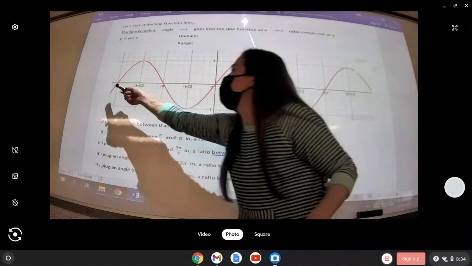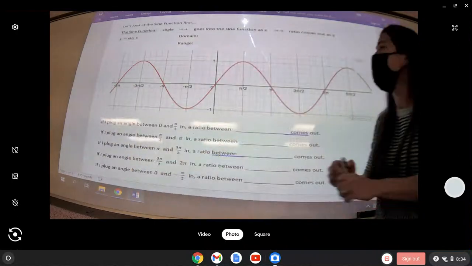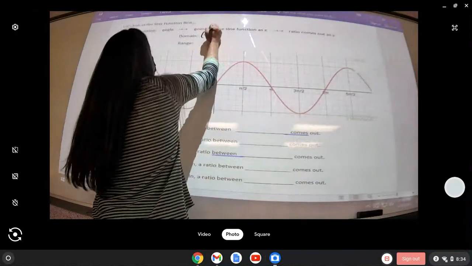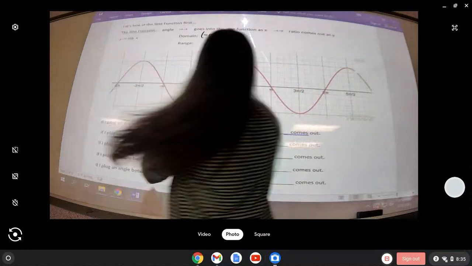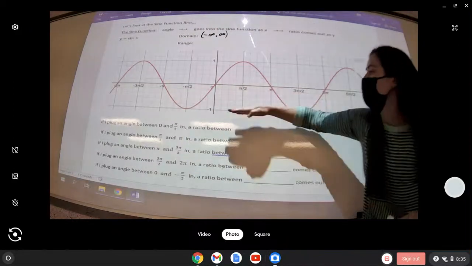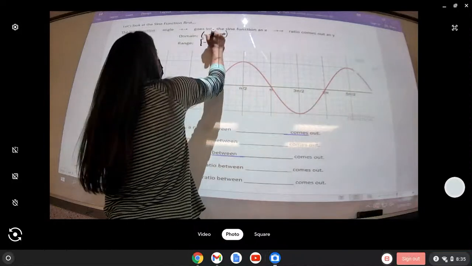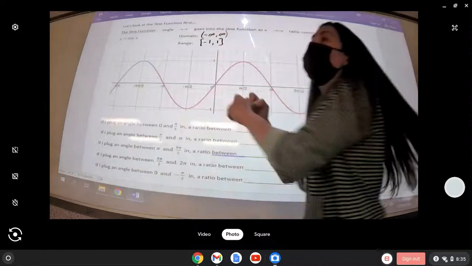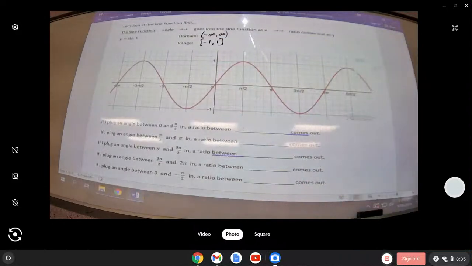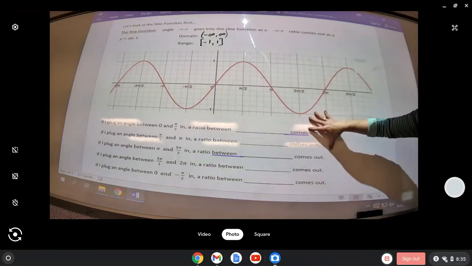So the domain, guys, you were able to plug any angle you wanted into the sine function, and then a ratio came out between -1 and 1. So only ratios between -1 and 1 live on the sine curve, right? Because think about it, it's O over h. A small number divided by a big number will never be bigger than 1. Okay, let's look at how he behaves.